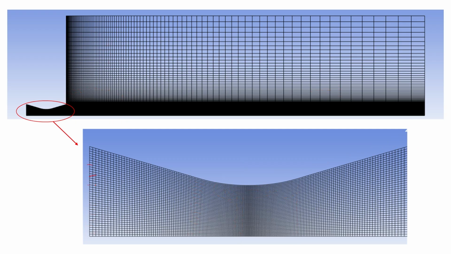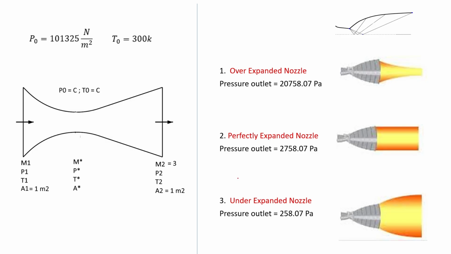So I am going for just a coarse mesh, with very few divisions, to avoid that divergence error. So this is how I have taken the mesh. Then, as I mentioned, I have fixed the boundary conditions, the area, the Mach number, everything. Then I am going to run this simulation for 3 different conditions.